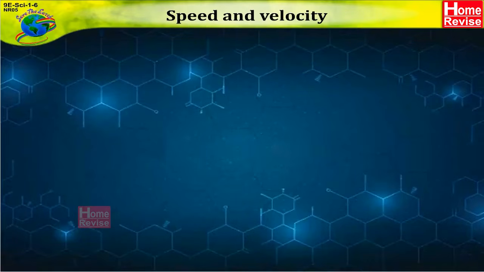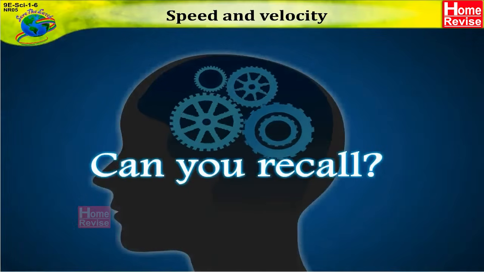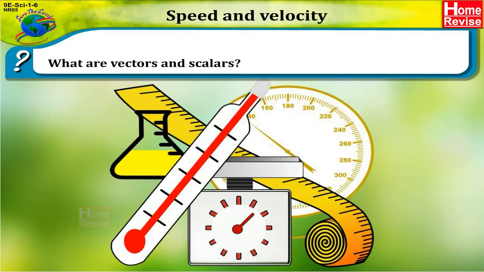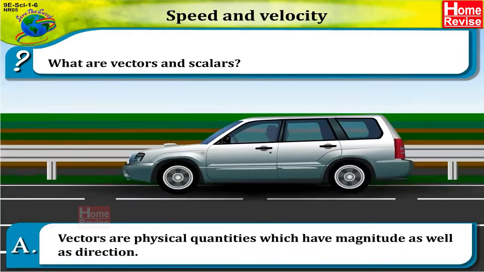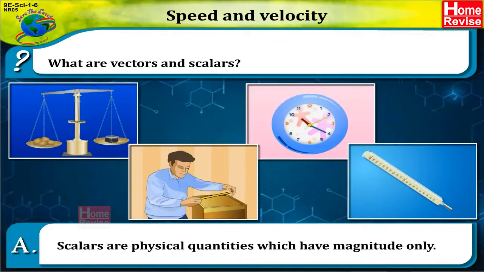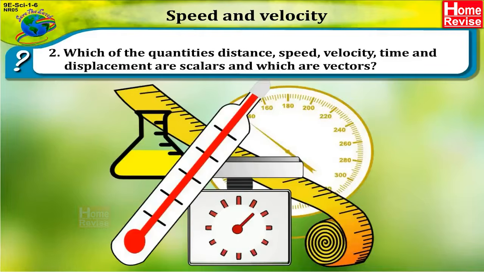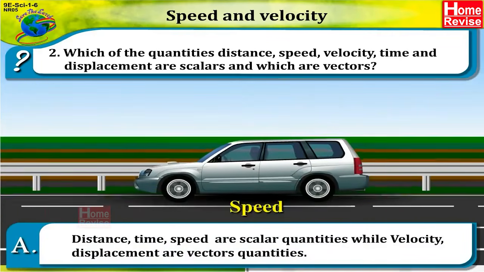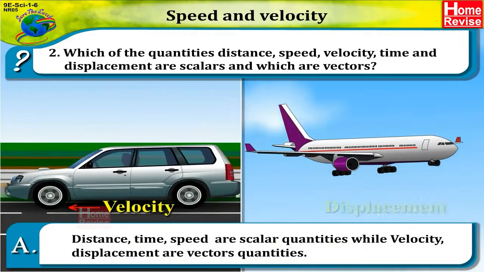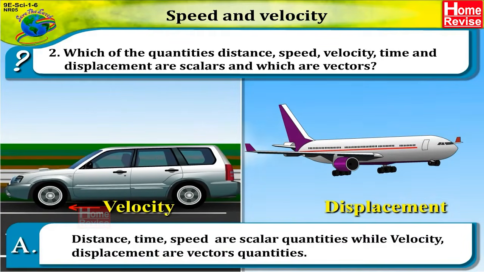Speed and velocity. Can you recall? What are vectors and scalars? Vectors are physical quantities which have magnitude as well as direction. Scalars are physical quantities which have magnitude only. Which of the quantities, distance, speed, velocity, time and displacement, are scalars and which are vectors? Distance, time and speed are scalar quantities, while velocity and displacement are vector quantities.